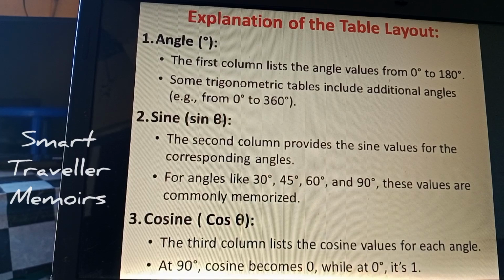Angle. The first column lists the angle values from 0 to 180 degrees. Some trigonometric tables include additional values, e.g. from 0 to 360. Sin theta. The second column provides the sine values for the corresponding angles. For angles 30, 45, 60, and 90, these values are commonly memorized. So 30, 45, 60, and 90 ratios of sine you memorize.